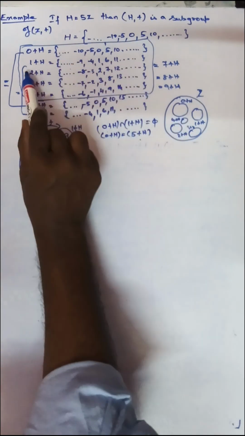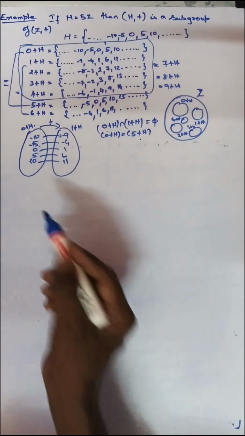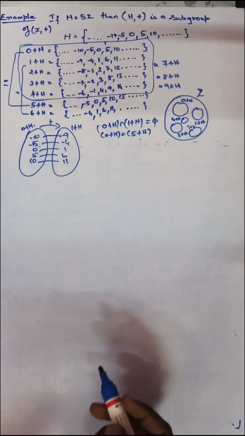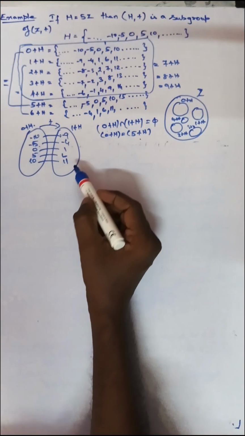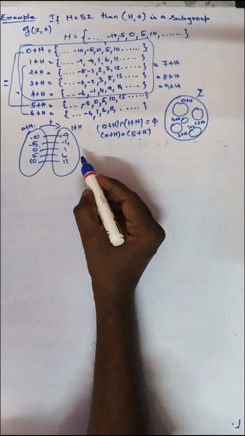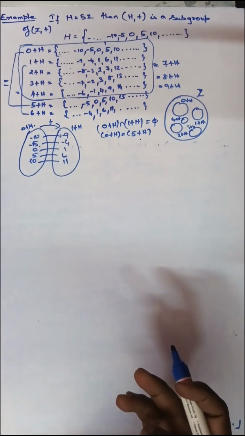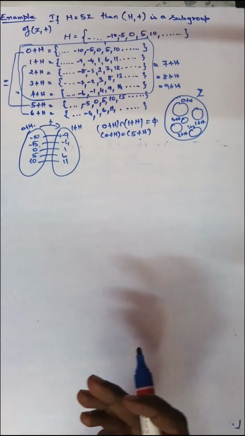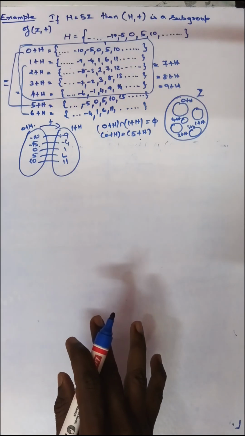The number of elements of this, the order of H, and the number of elements of this are going to be equal. That's what we're trying to prove here. So we have to prove a one-to-one correspondence, that is, a bijective mapping. How to prove a one-to-one correspondence? It means first we have to prove one-to-one, and next we have to prove onto. If a function is one-to-one as well as onto, then it is a one-to-one correspondence.